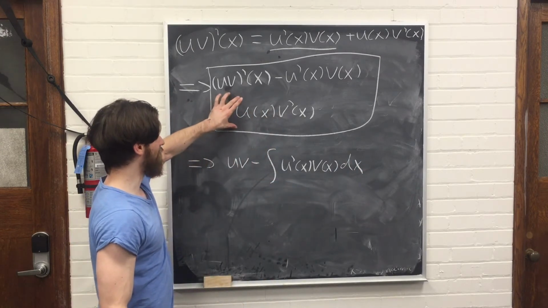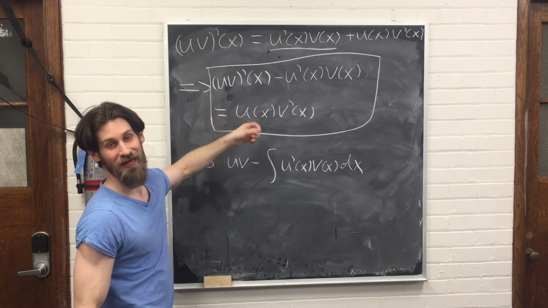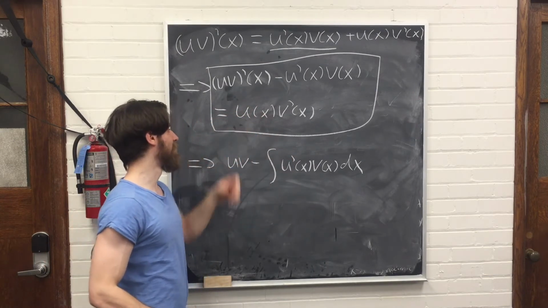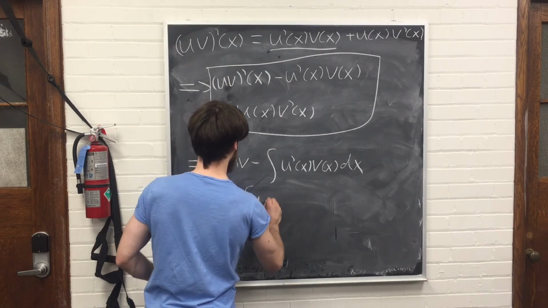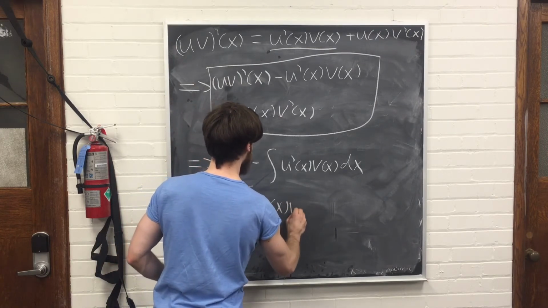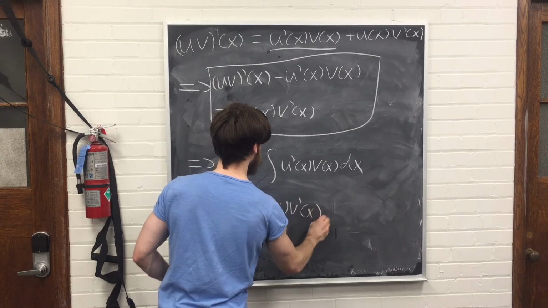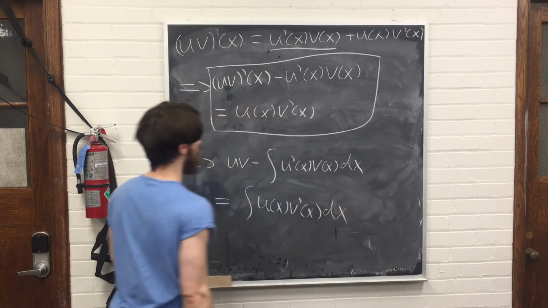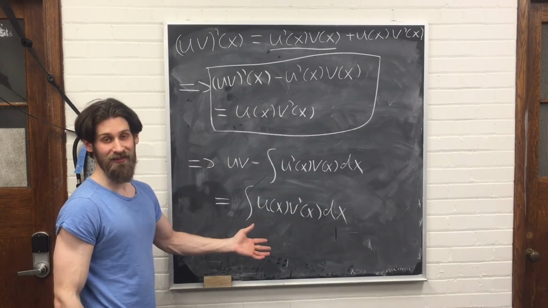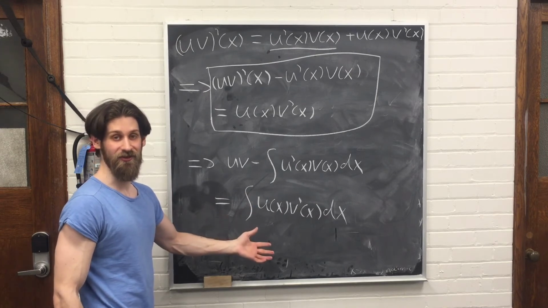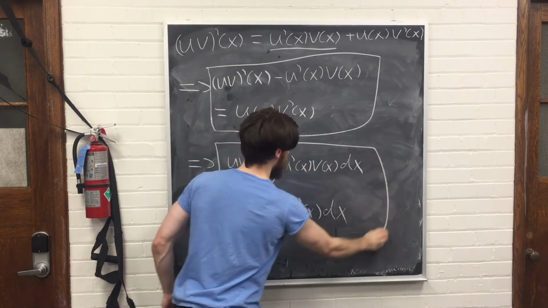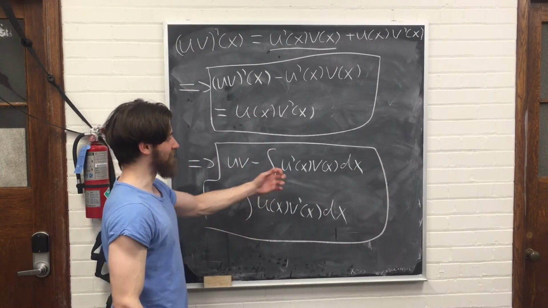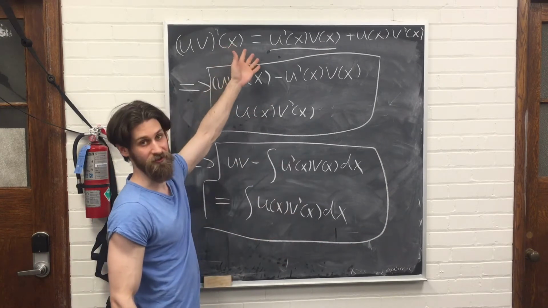Now, what's the integral of the right-hand side, the bottom? It's just the integral of u times v prime. Okay? And this right here is integration by parts. So this is what it is. So this is the formula, and it's derived by product rule.